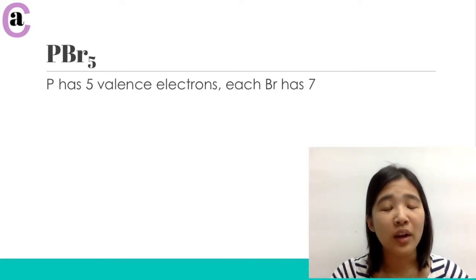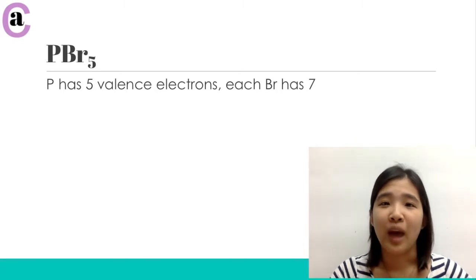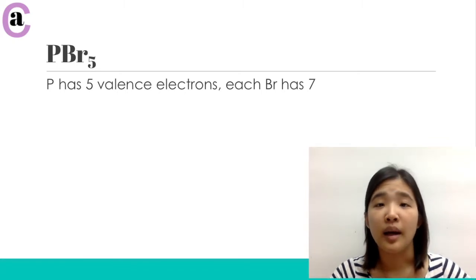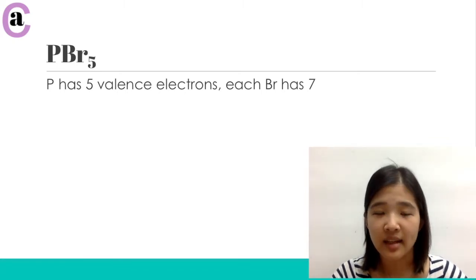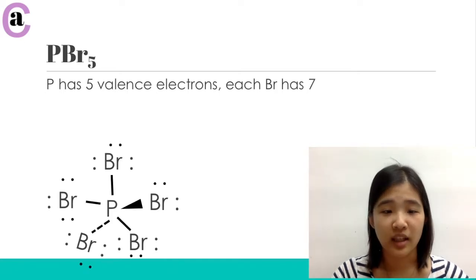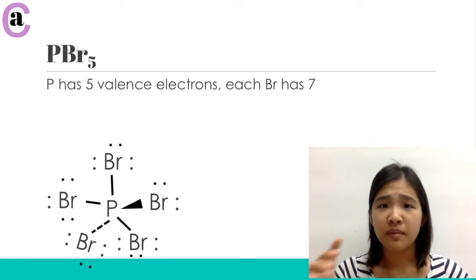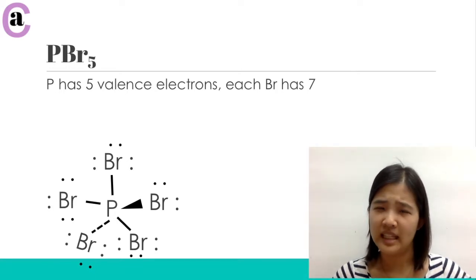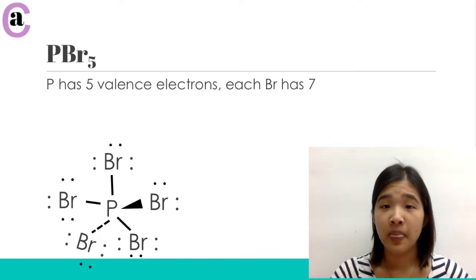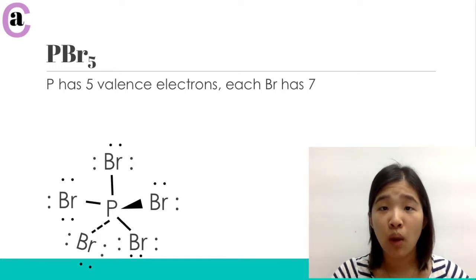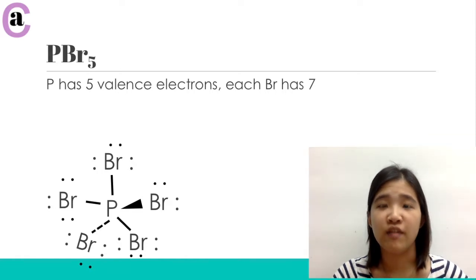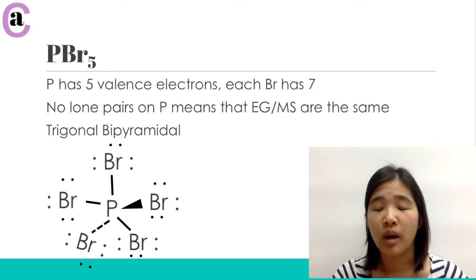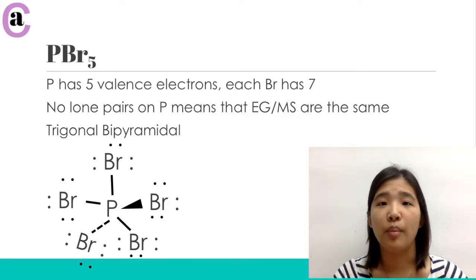Okay, so going along the same lines, you have phosphorus, which has 5 valence electrons, and Br, which has 7. So put that together, it looks like this. Again, the wedge and the dotted line help you visualize exactly what that looks like in 3D. And there are no lone pairs on the phosphorus in the middle, which means that both electron geometry and molecular shape are trigonal bipyramidal.